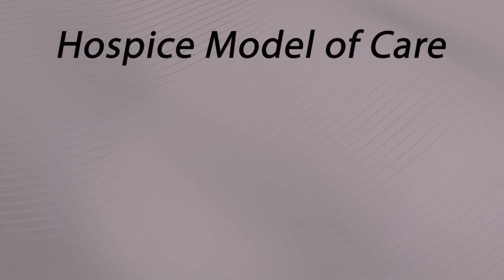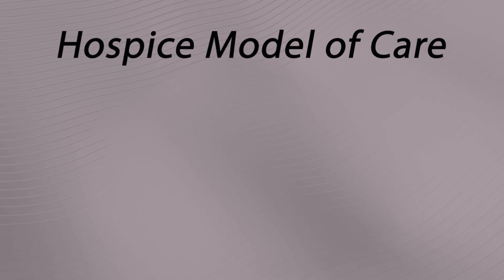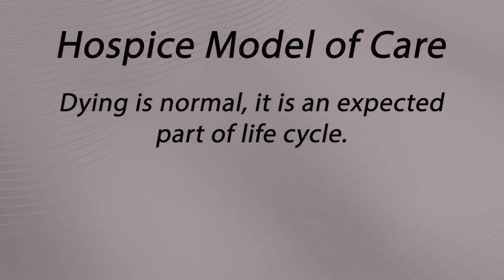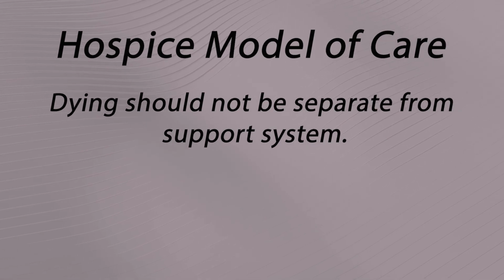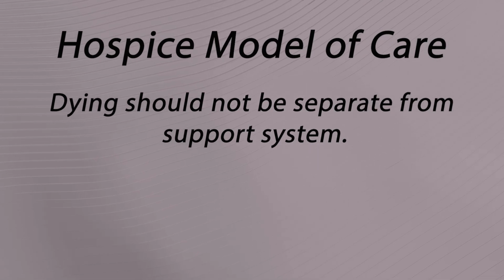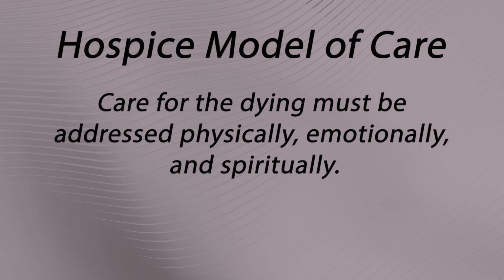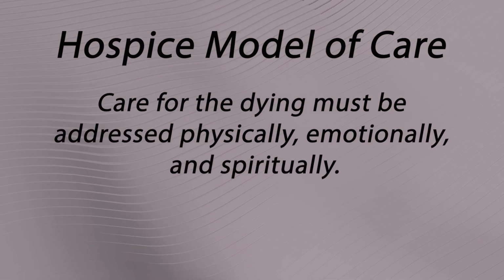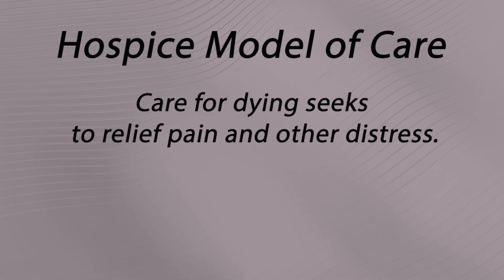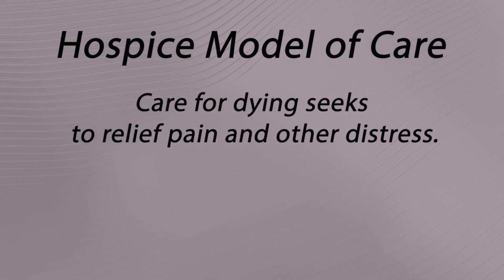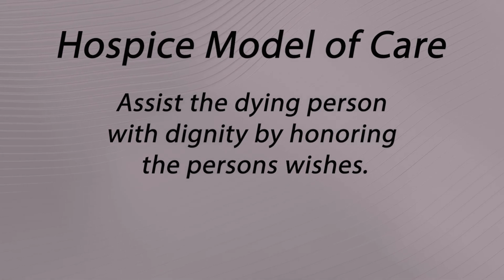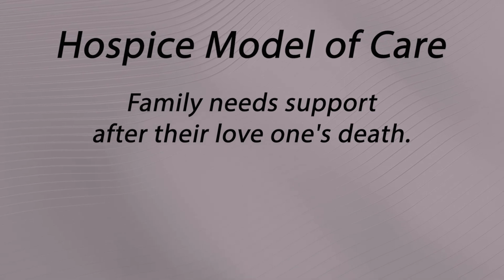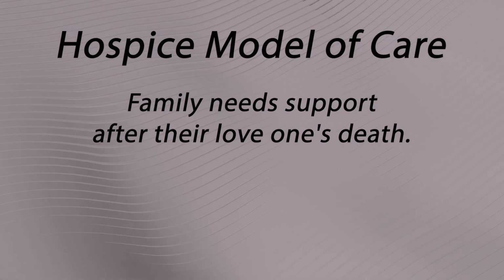Core beliefs of the hospice model of care. Dying is normal. It is an expected part of the life cycle. Dying should not be separate from support systems like family. Care for the dying must be addressed physically, emotionally, and spiritually. Care for the dying seeks to relieve pain and other distress. Assist the dying person with dignity by honoring the person's wishes. Family will need support after their loved one's death.